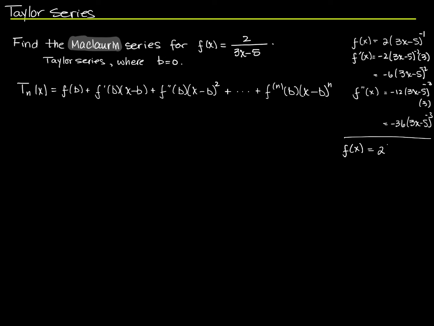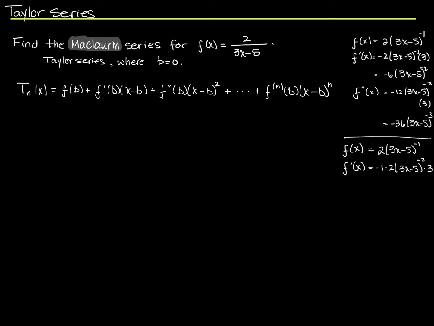f of x is equal to 2 times 3x minus 5 to the power of -1. f prime of x is equal to, I'll write it as, -1 times 2 times 3x minus 5 to the power of -2 times 3. Now remember that 3 came from using the chain rule. It is a product, but the derivative of the first function is 0, so you don't have to worry about that. But when I take the derivative of this factor, I have to take the derivative of the inside function. So that's where the 3 came from.